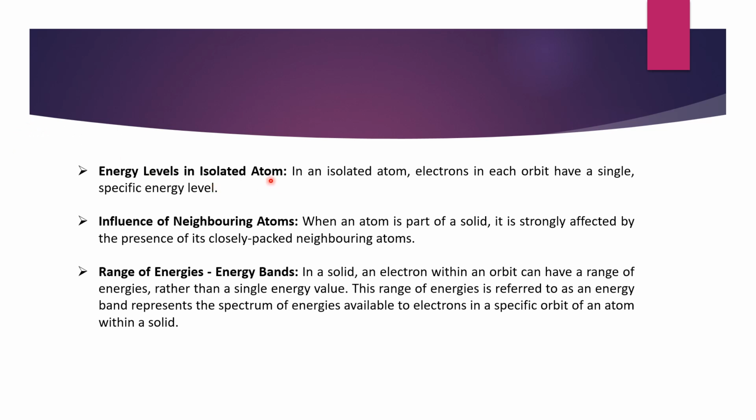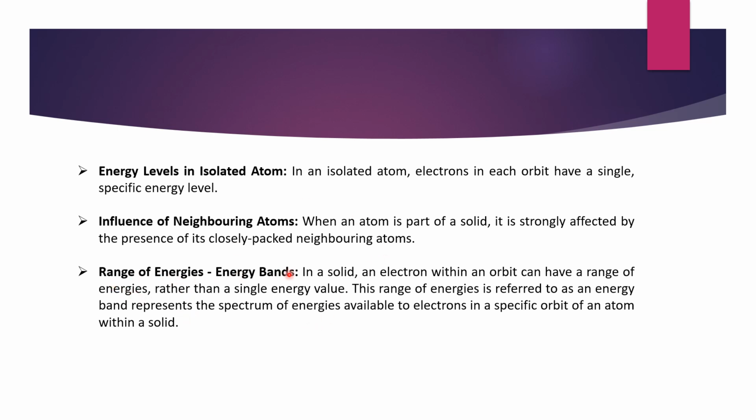So, energy levels in an isolated atom, as I already told you in the last figure, the electron in each orbit has a single specific level. That was the isolated atom. But as I told you, an atom is not isolated, it is in a solid structure. So what is happening there is an influence of neighboring atoms, because neighboring atoms also have electrons, so they influence each other. When an atom is a part of a solid, it is strongly affected by the presence of its closely packed neighboring atoms. Because of that, this is not a level now, it becomes a band.